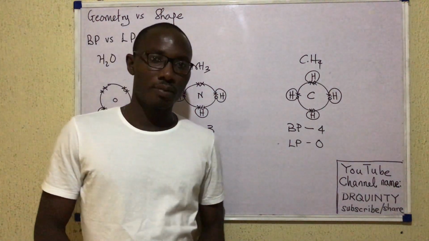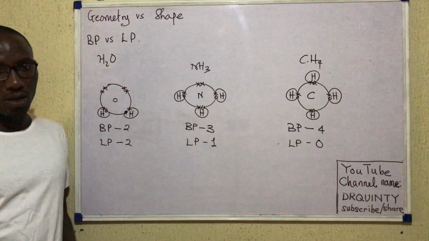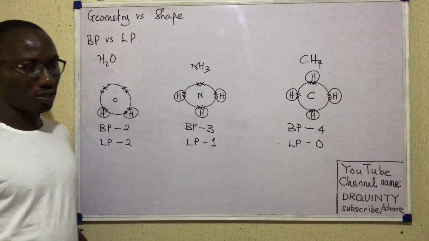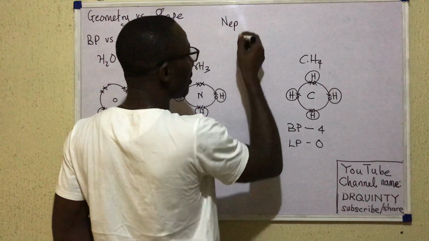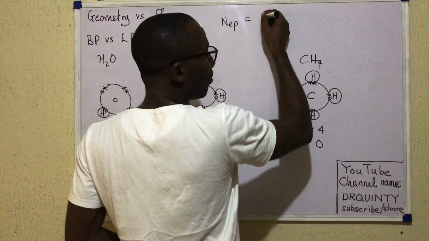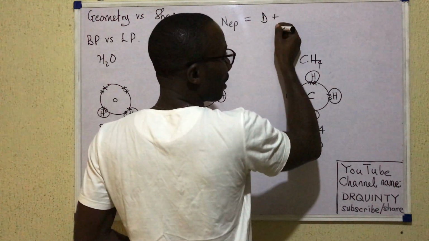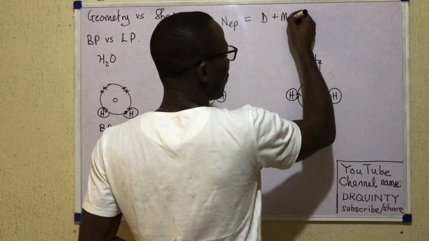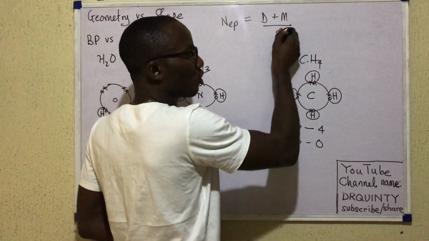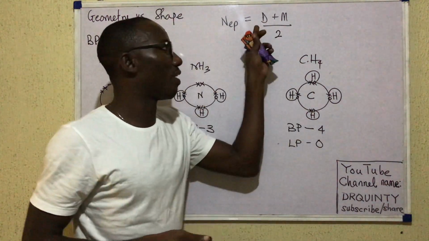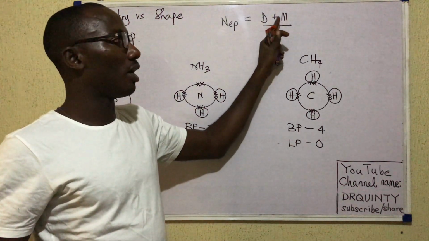Welcome back. In the previous video, I showed us how to calculate the number of electron pairs in a compound. If you remember, I gave us a simple formula, where I said the number of electron pairs, let's write that as NEP, is equal to the number of valence electrons around the central atom, and then you add that to the number of monovalents, and then you divide the sum of those by 2. So NEP equals the number of electrons around the central atom plus the number of monovalents, divided by 2.